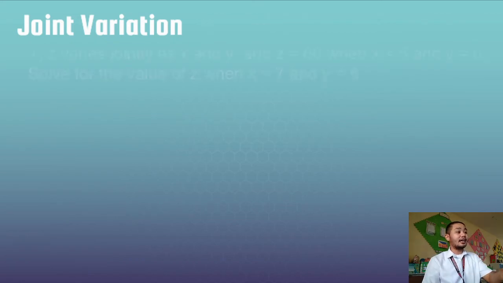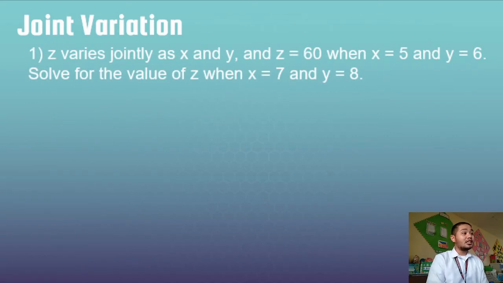Okay? So, let us have the first one. So, z varies jointly as x and y. And z is equal to 60 when x is 5 and y is 6. Solve for the value of z when x is 7 and y is 8. First is kailangan muna natin isulat yung equation natin.